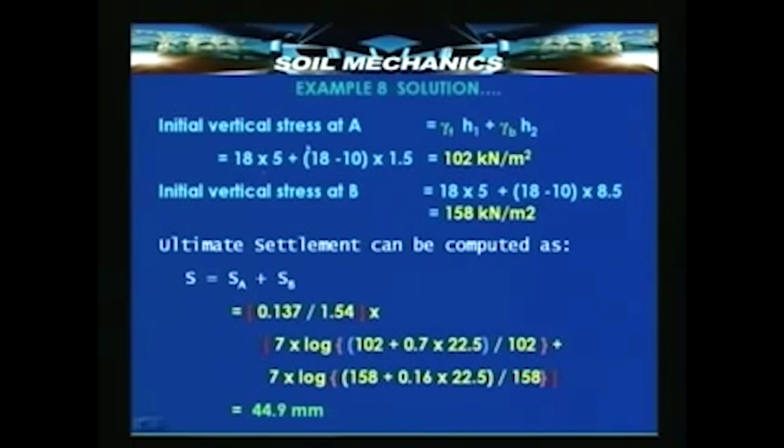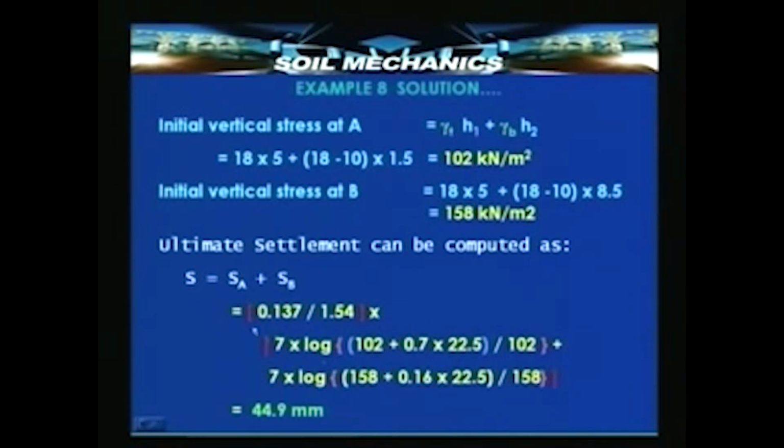Then the drainage path length which comes here is only 7 meters. Log of (P0 plus delta P) upon 102, plus 7 into log of 158 plus 0.16 into 22.5, where 0.7 into 22.5 is the influence coefficient into the intensity of pressure below the foundation. Similarly, at point B, 0.16 is the influence coefficient and 22.5 is the intensity of pressure. So, this gives you 44.9 millimeters.